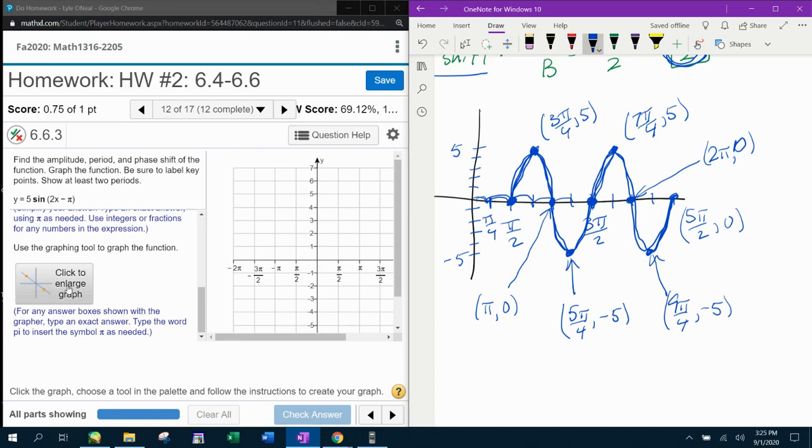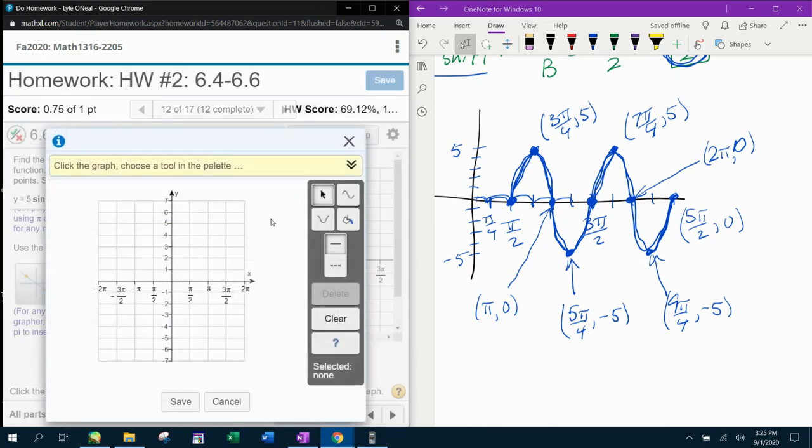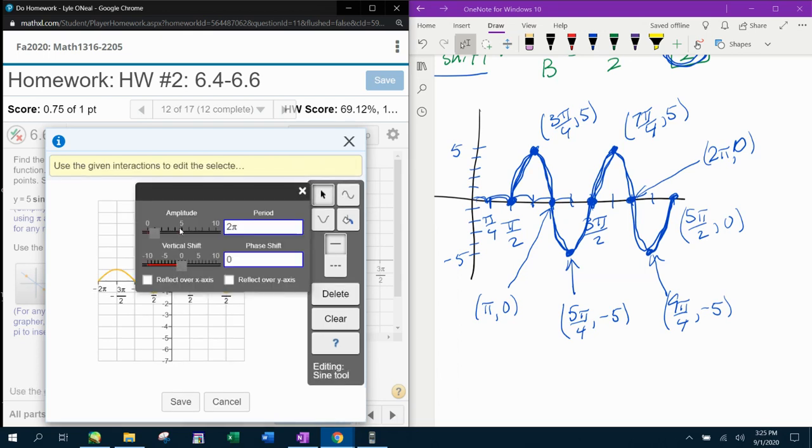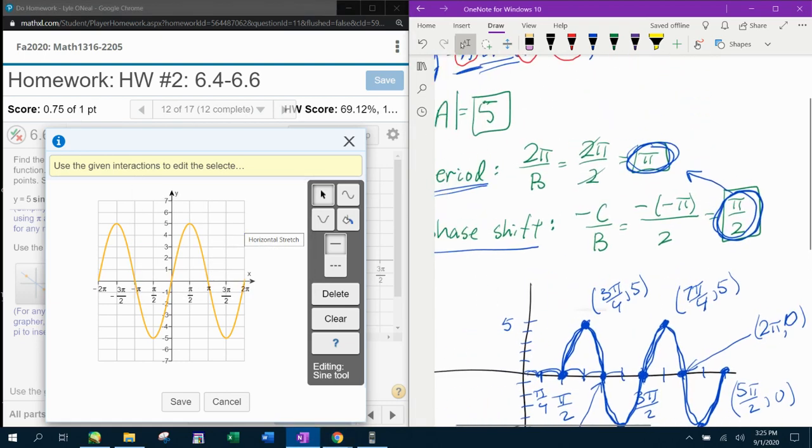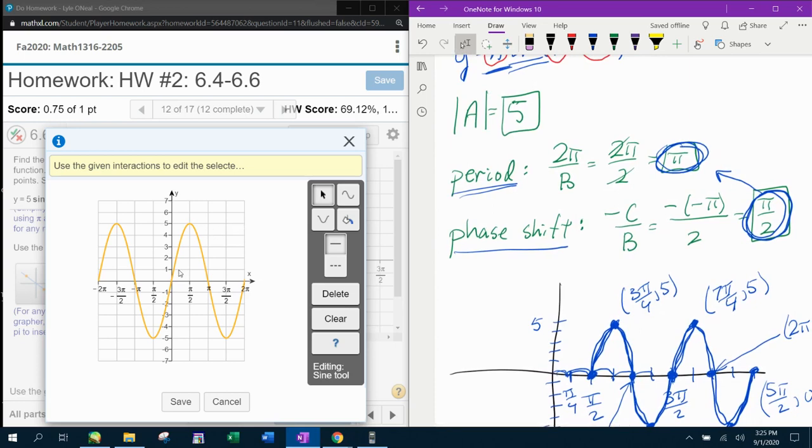Now let's come over here. I spent a lot of time on that. I'm sorry. Let's come over here and graph electronically. So we know this is a sine function. So we're going to grab the sine tool and click, and we're going to increase our amplitude to 5. We're going to change our period to pi.